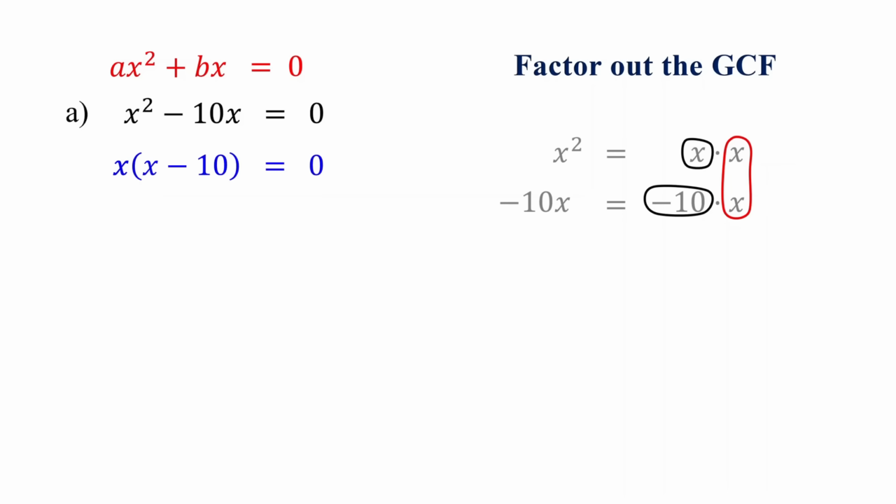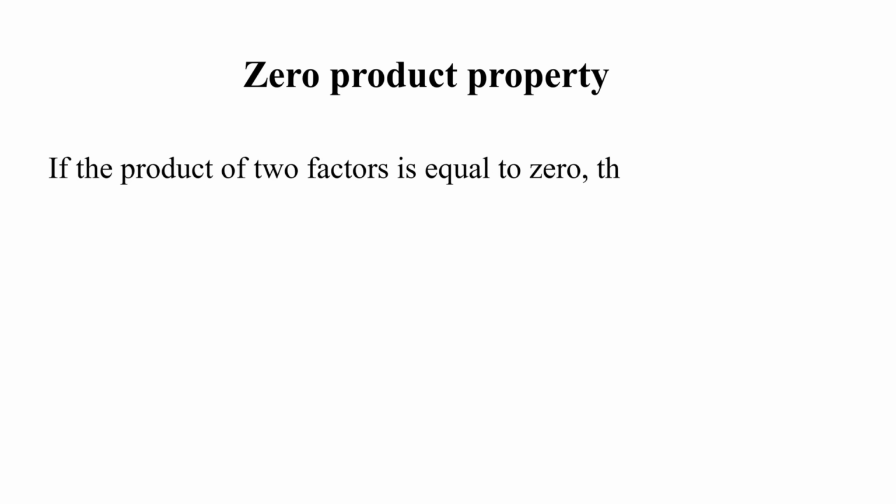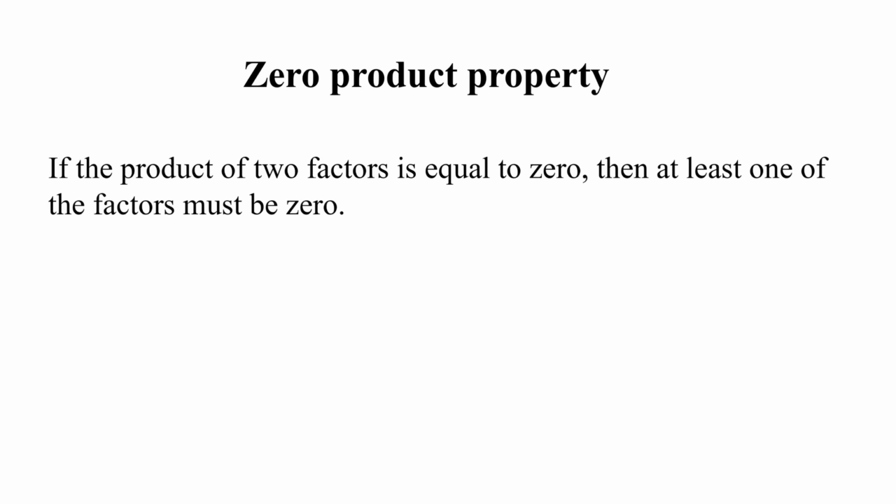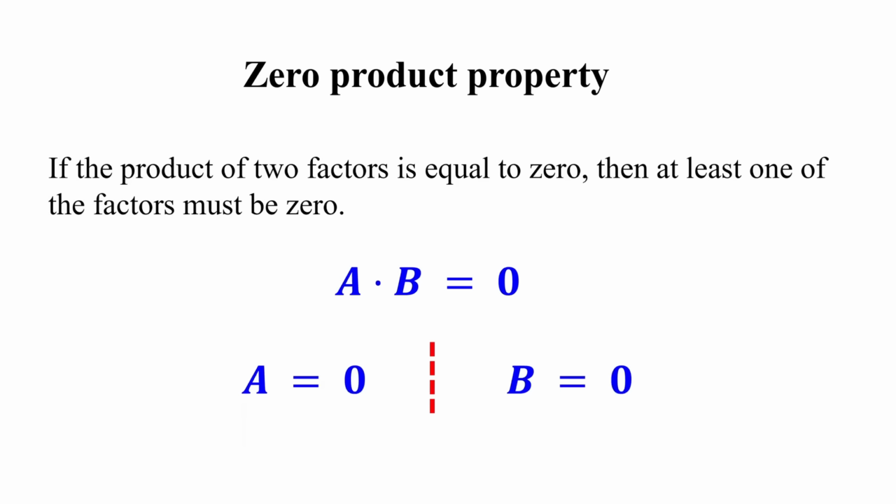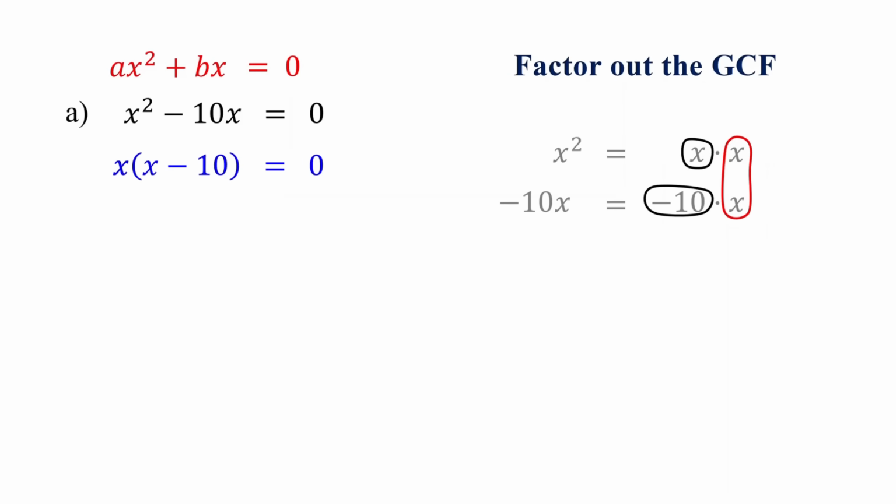Next, we will apply the zero product property. But first, what is this property? The zero product property states that if the product of two factors is equal to 0, then at least one of the factors must be 0. For instance, if the product of a and b equals 0, then either a is 0 or b is 0. Similarly, for this product to be equal to 0, either x must be 0 or x minus 10 must be 0.